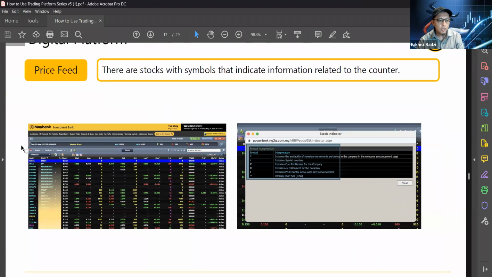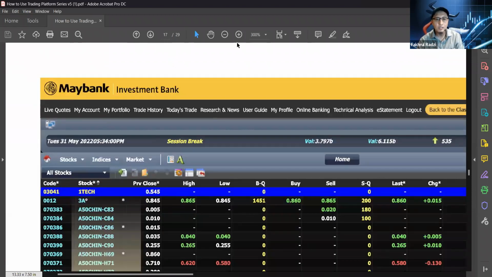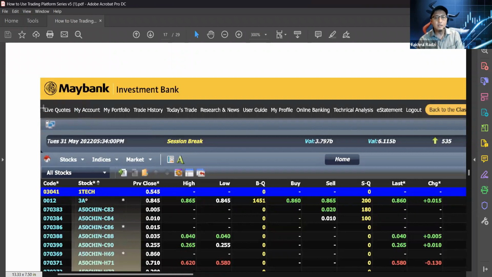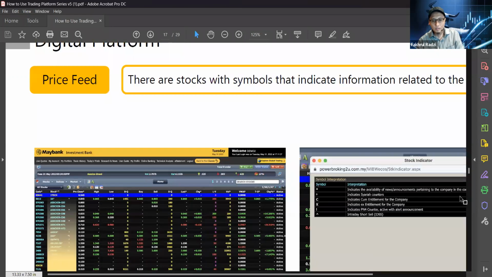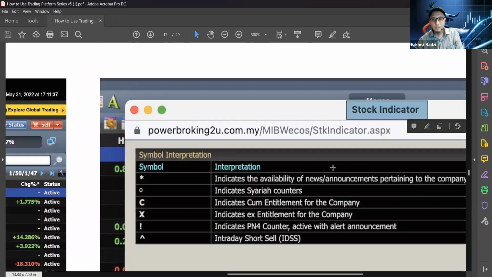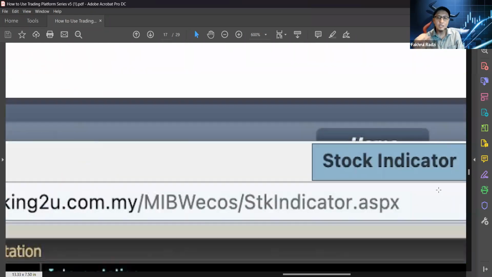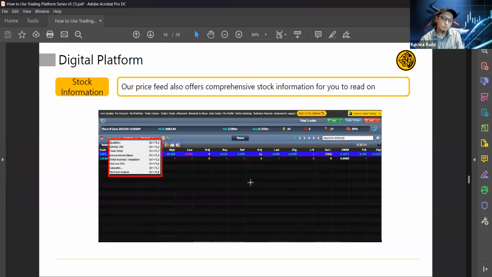You can go to our platform by moving your cursor mouse at live codes. Don't select or click your mouse at live codes, you just move your cursor. It will pop up another menu with the symbol interpretation, which is called stock indicator. Stock indicator will be shown after you move your cursor at live codes. Don't click at the live codes. So wait for the menu to pop up. Then the name of the menu is stock indicator. Select that stock indicator and you will get the symbol interpretation.